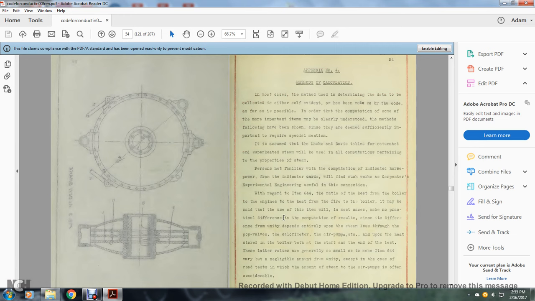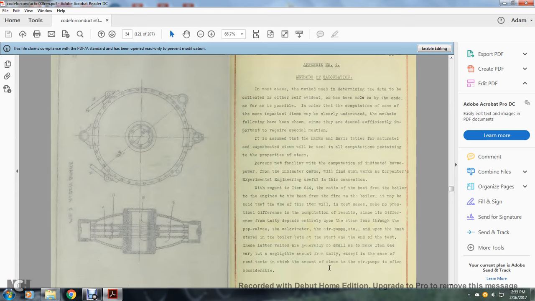It makes no practical difference in computation with the result, since the difference from unity depends entirely on the steam loss through the pop valves, calorimeter, the air pumps, etc., and upon the heat that is stored in the boiler, both at the start and at the end of the test. These latter losses are generally so small as to make the item 644 vary from unity by a negligible amount, except in the case of the road test, in which the amount of the steam used by air pumps is often considerable.